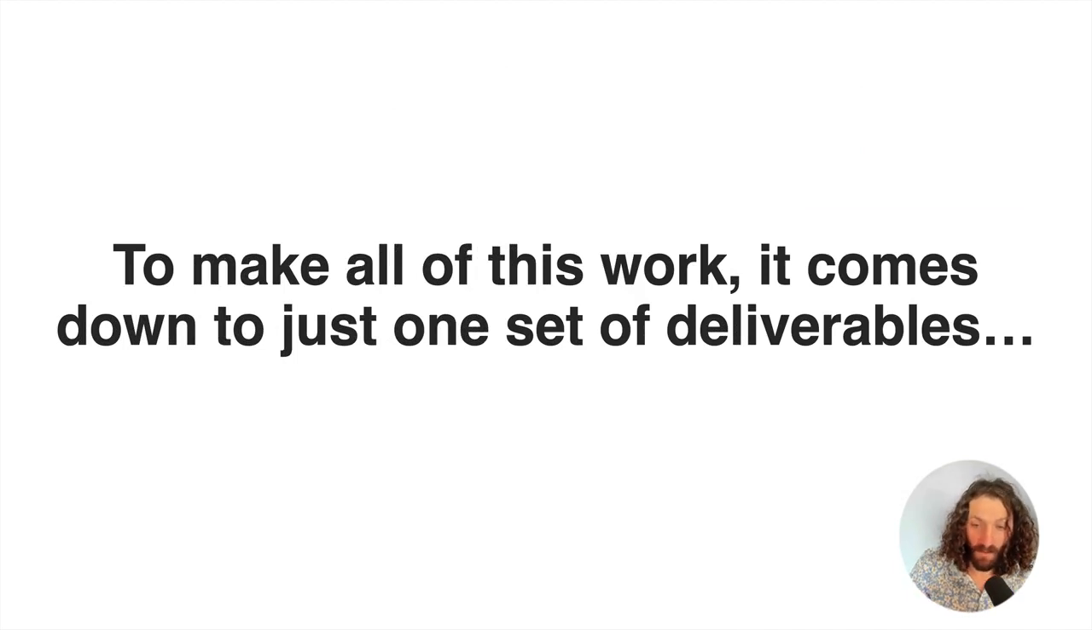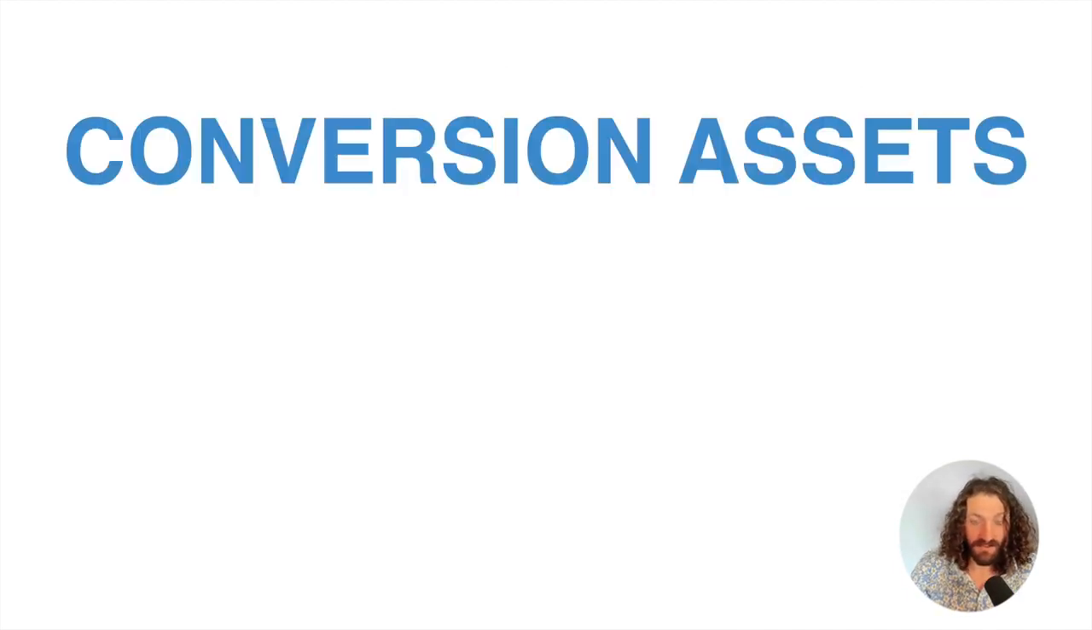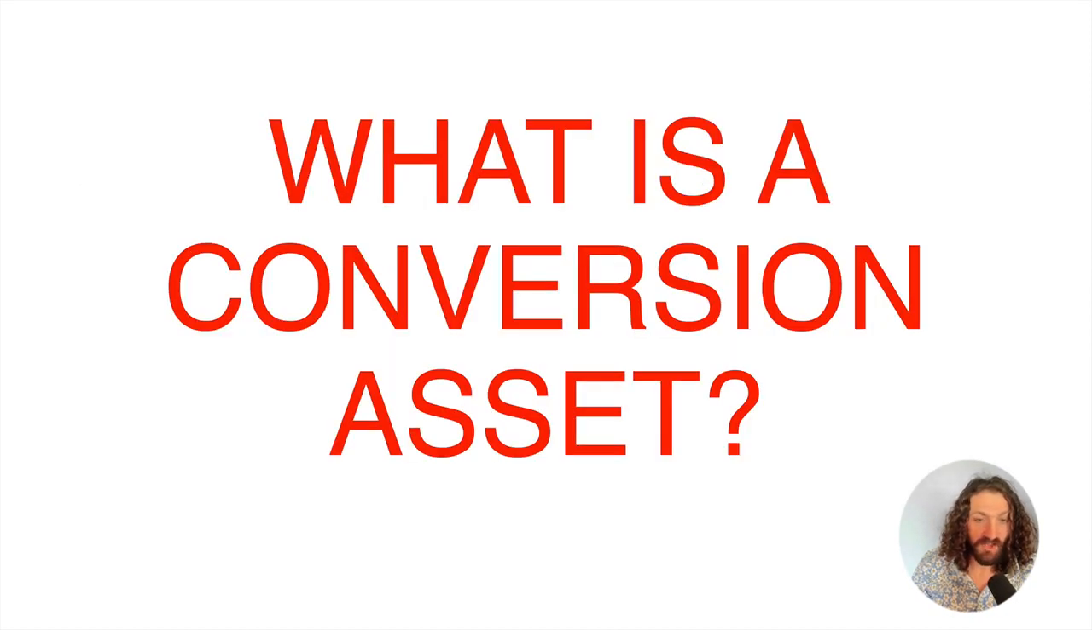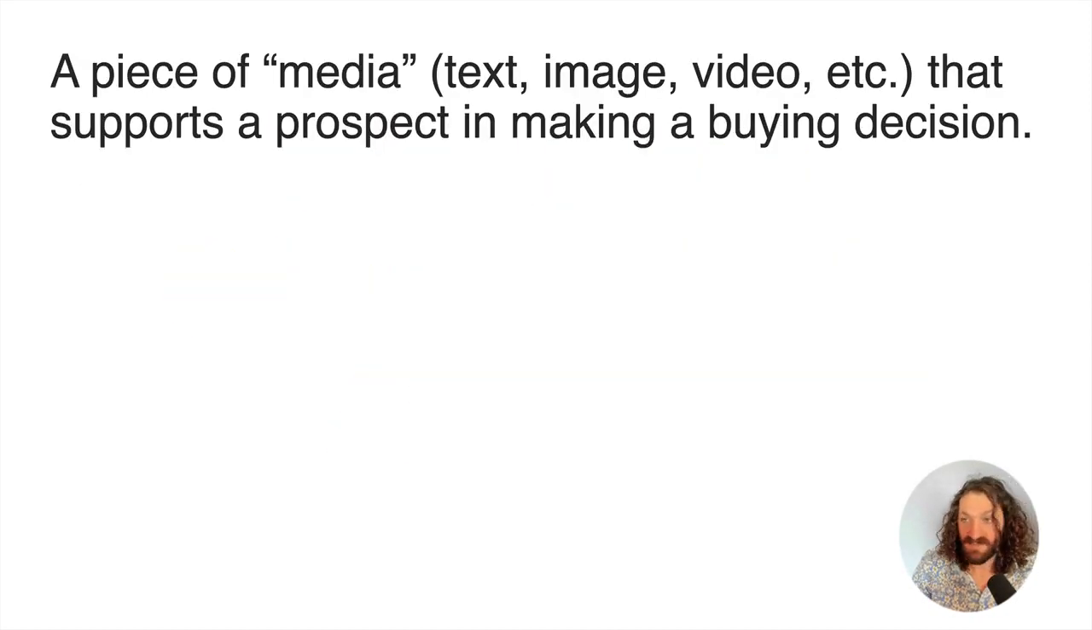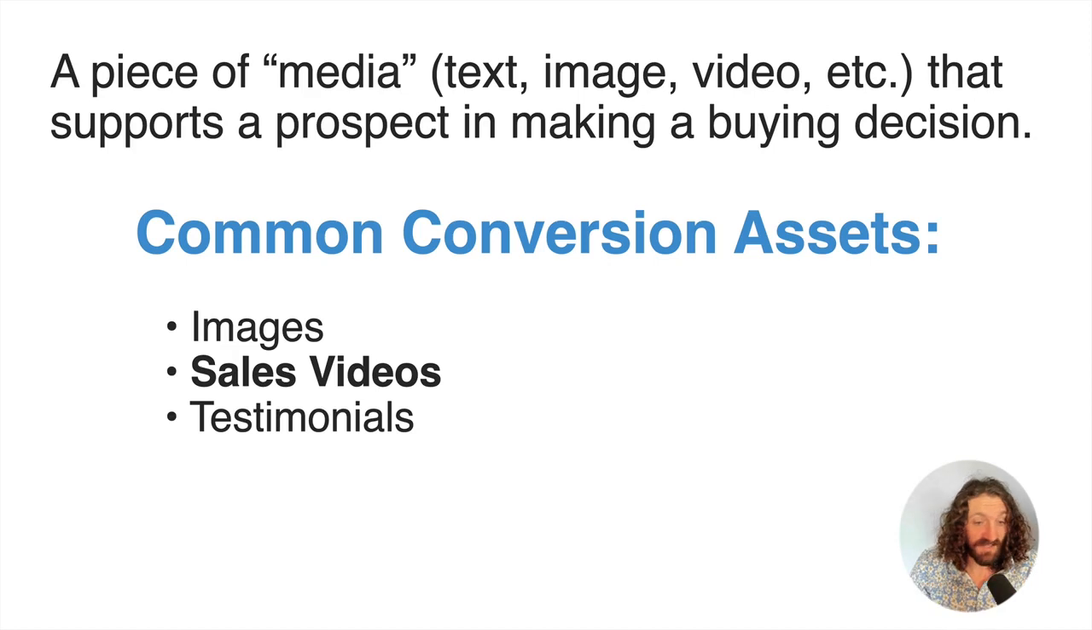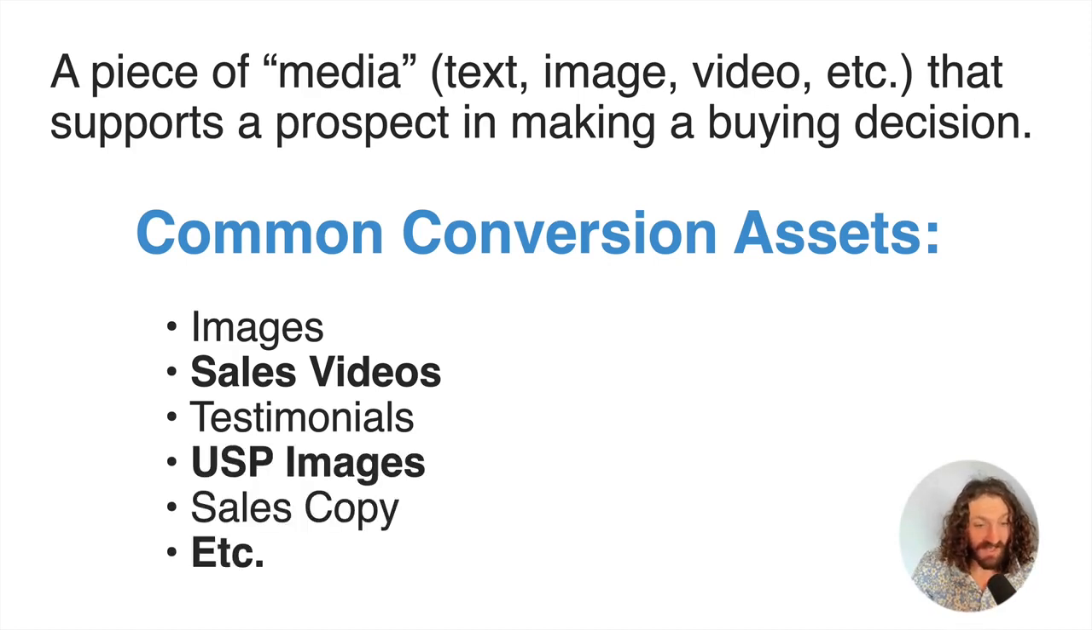Now, to make all this work, going back to what I just said, it comes down to conversion assets. So what is a conversion asset? Well, my theory is that your product page is simply a collection of conversion assets that work in concert with one another to support you in your goal, which is a conversion, and your customer in their goal, which is a solution to their problem. A conversion asset is simply a piece of media, text, image, video, that supports a prospect in making a buying decision. Common conversion assets are images, sales videos, testimonials, USP images, sales copy, etc.